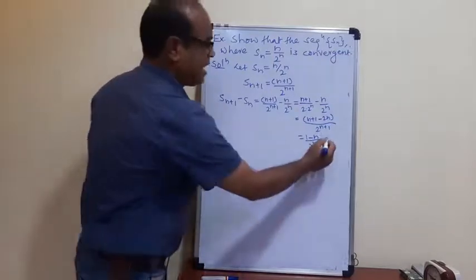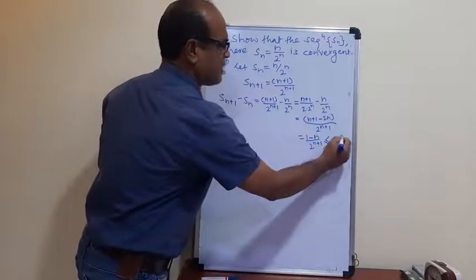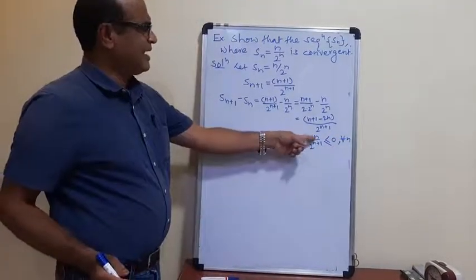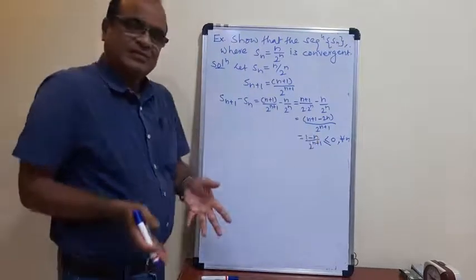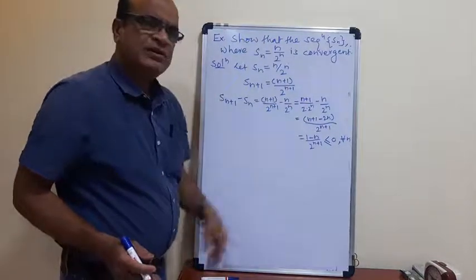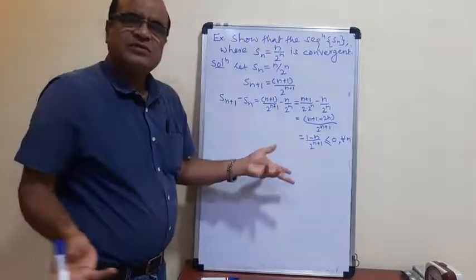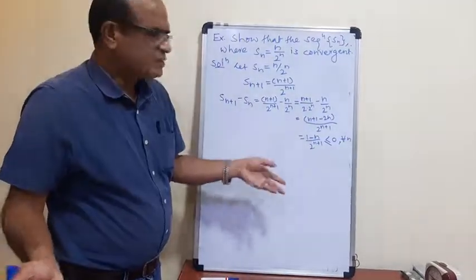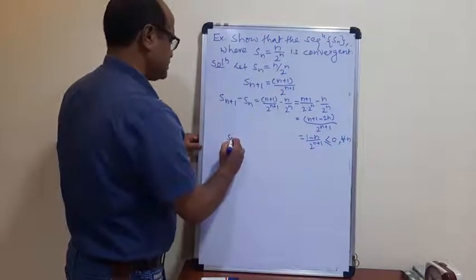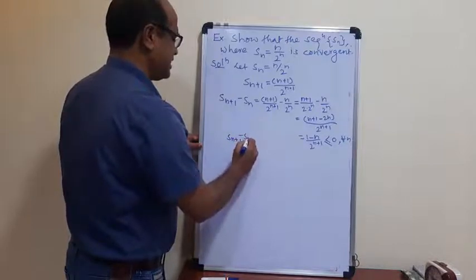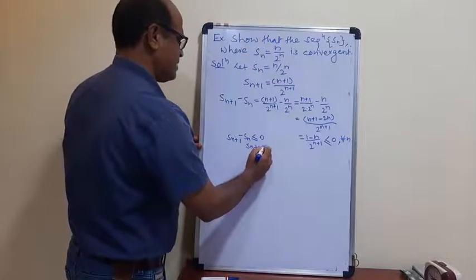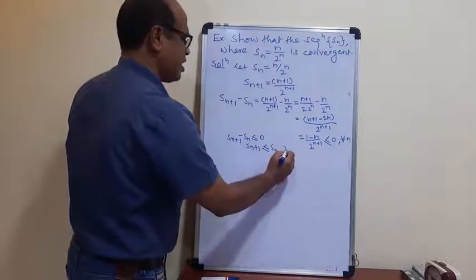So this is always less than or equal to 0 for all n. Why? Put n is equal to 1, where n means all natural values. So we get 1 minus 1, which is 0. Put n is equal to 2, we get 1 minus 2, which is minus 1. So we get negative terms here. Therefore Sn plus 1 minus Sn is less than or equal to 0. This implies that Sn plus 1 is less than or equal to Sn for all n.